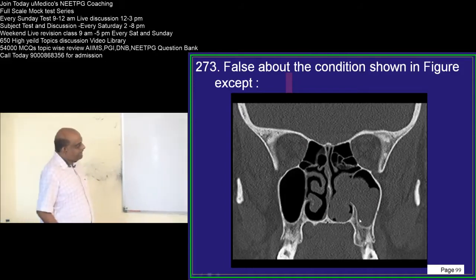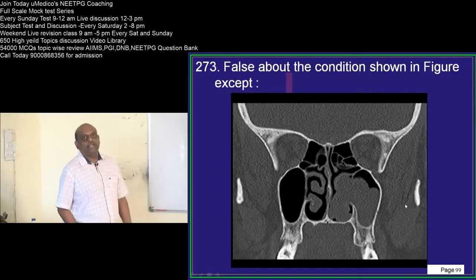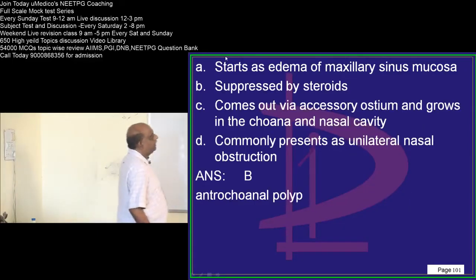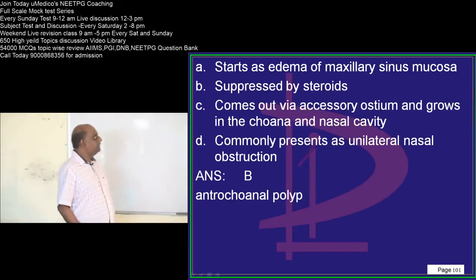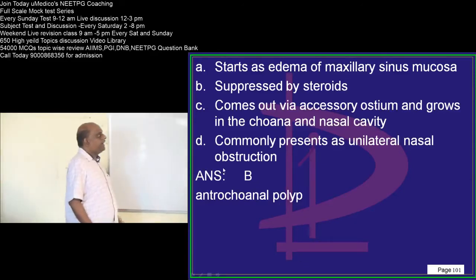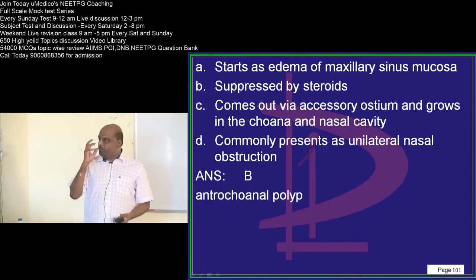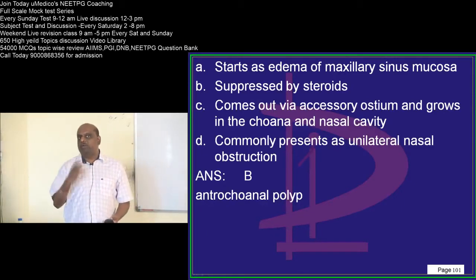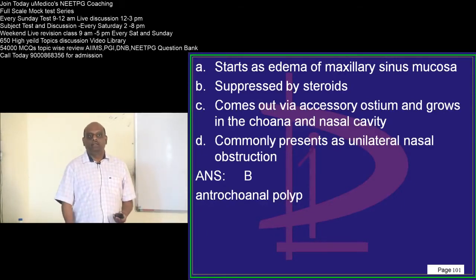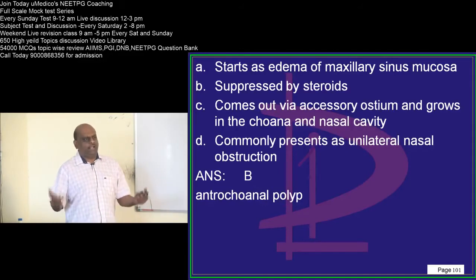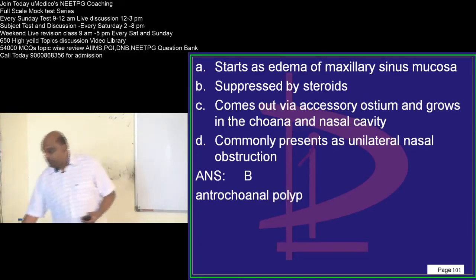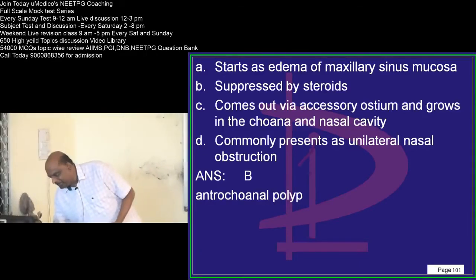So, what is this lesion protruding out? This is an antrochoanal polyp is what you need to remember. It starts like an edema, and it comes via the accessory ostium, and it will lead to unilateral nasal obstruction. They are all the true facts about antrochoanal polyp. There are another 7-8 very high yield points frequently asked in the NEET PG exam about the antrochoanal polyp, which is one of the top hot topics.